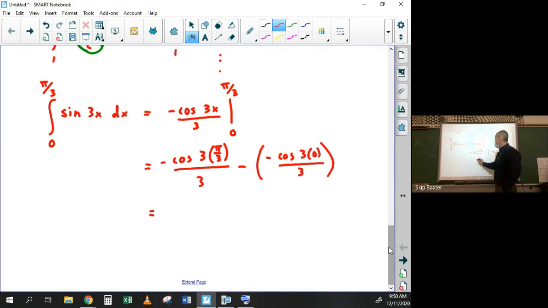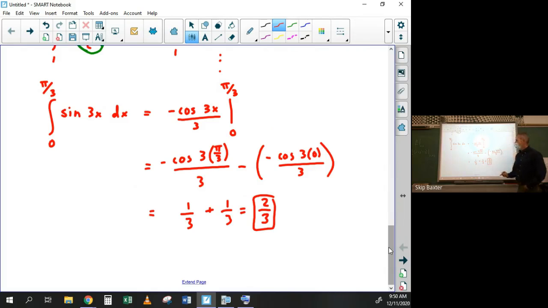This is, I'll actually do this one. So this is negative cosine pi. What's the cosine of pi? It's -1, so negative cosine pi would be positive 1/3. What's the cosine of 0? 1, so the negatives cancel, you get 1/3 plus 1/3. The answer would be 2/3. Okay.